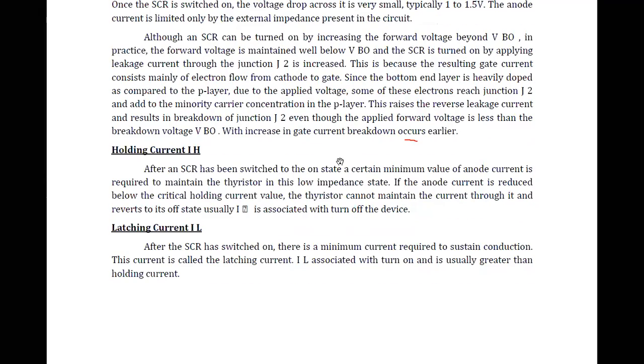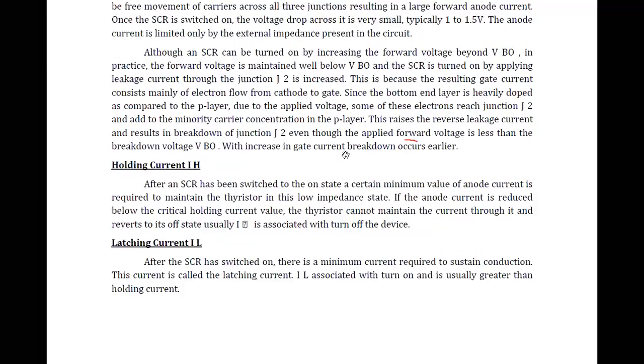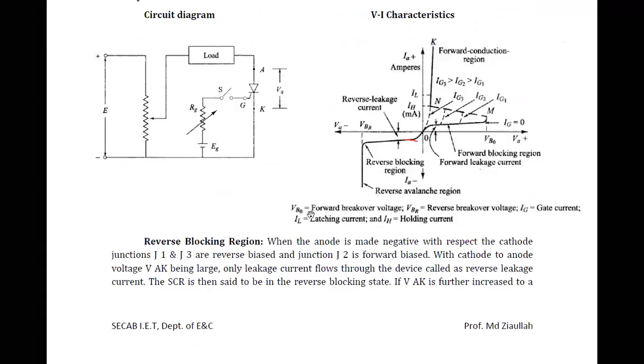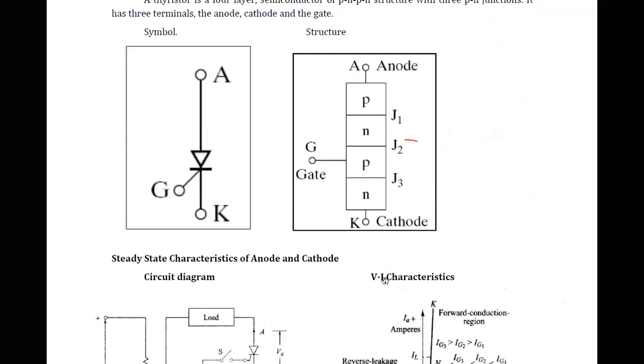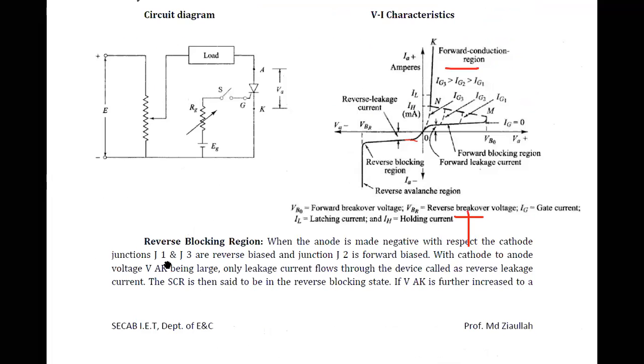In the next video lecture I will be going through another region, that is the reverse blocking region. The operation of this is completely reverse. What is happening in the reverse blocking region is that junctions J1 and J3 are reverse biased, and junction J2 is forward biased. You should reverse the polarity of your voltage here, that is apply minus to anode and positive to cathode. So if you apply minus to anode and plus to cathode, junctions J1 and J3 are reverse biased, and junction J2 is forward biased.